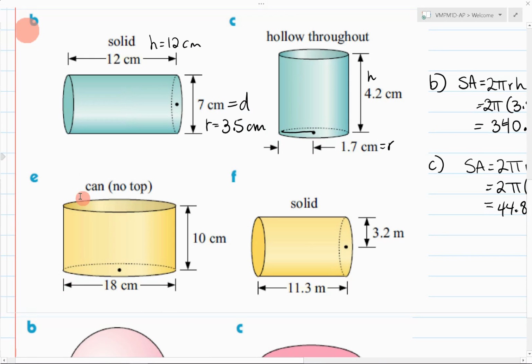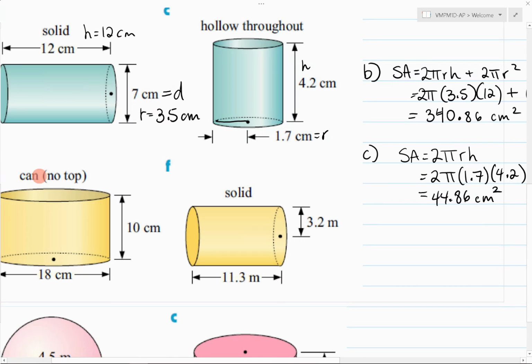Okay, moving on down here, this is letter E. I have a cylinder with just a bottom but no top. It's just a can, no top, but we do have a bottom. So my surface area formula is adjusted slightly. So surface area is equal to 2 pi r h, which is the wall of that can, plus 1 bottom area, so pi r squared, instead of 2 pi r squared.